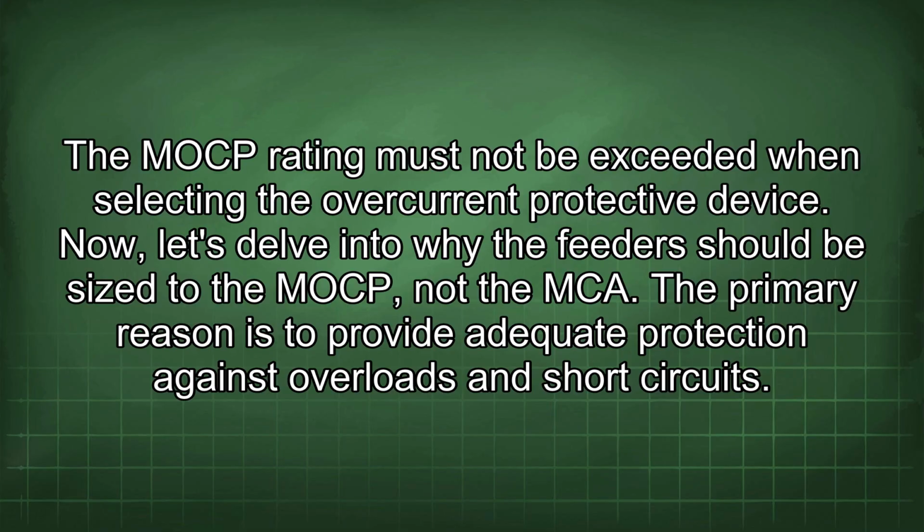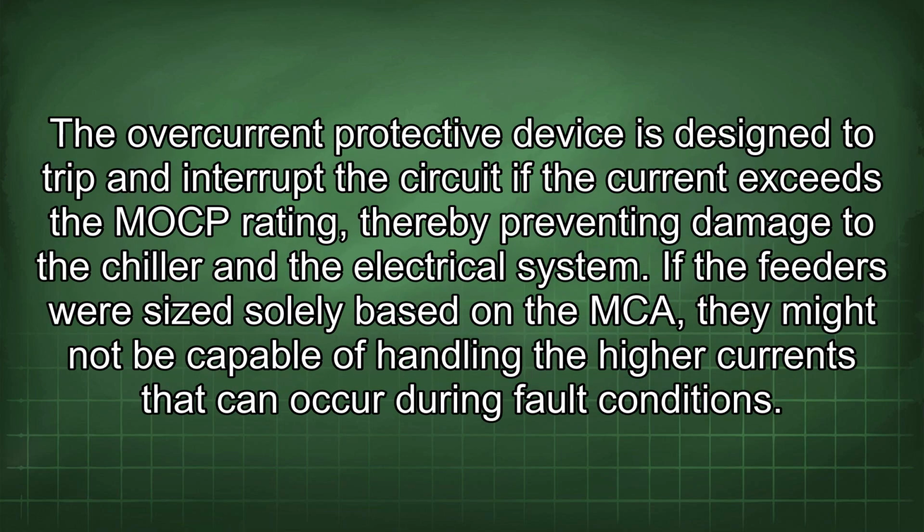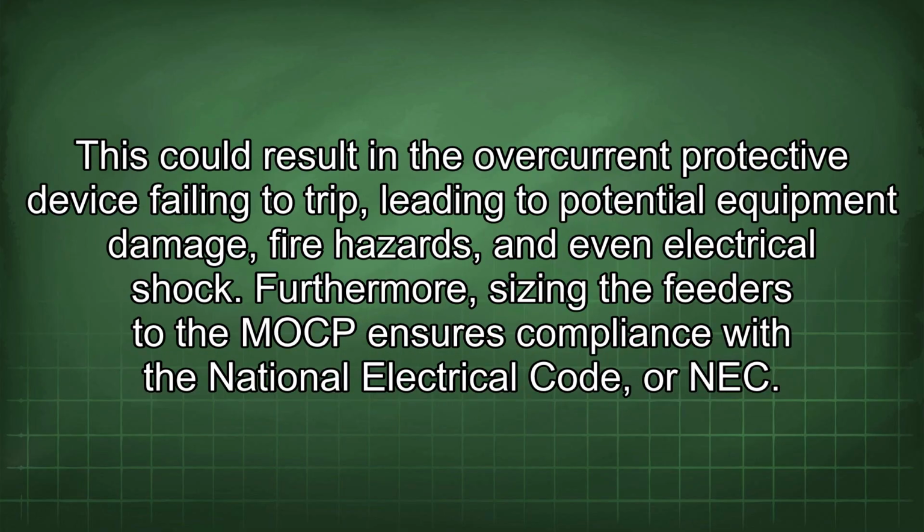Now let's delve into why the feeders should be sized to the MOCP, not the MCA. The primary reason is to provide adequate protection against overloads and short circuits. The overcurrent protective device is designed to trip and interrupt the circuit if the current exceeds the MOCP rating, thereby preventing damage to the chiller and the electrical system. If the feeders were sized solely based on the MCA, they might not be capable of handling the higher currents that could occur during fault conditions. This could result in the overcurrent protective device failing to trip, leading to potential equipment damage, fire hazards, and even electrical shock.